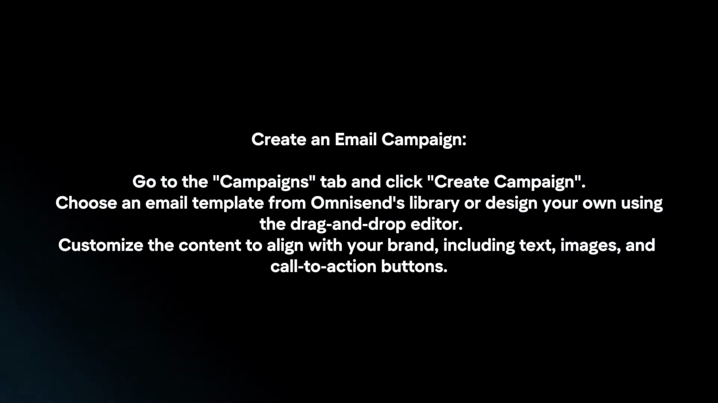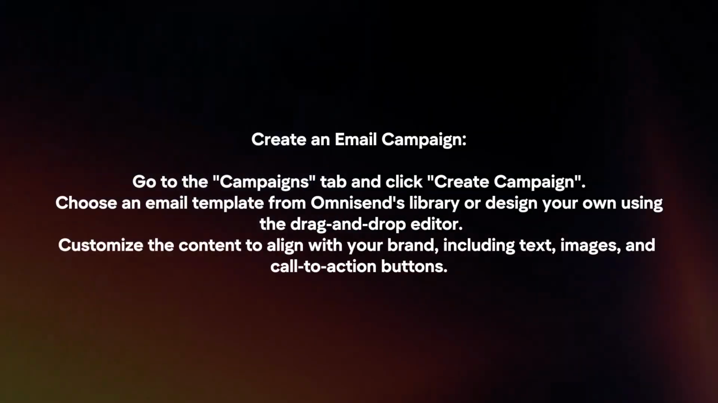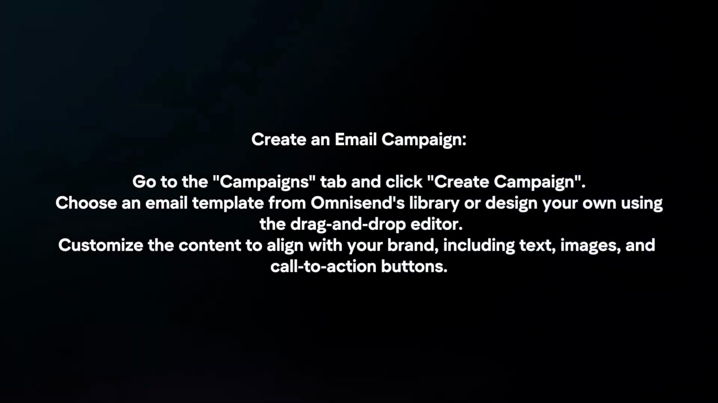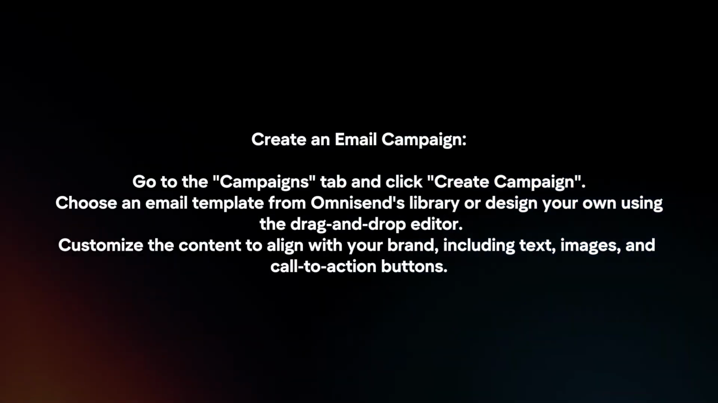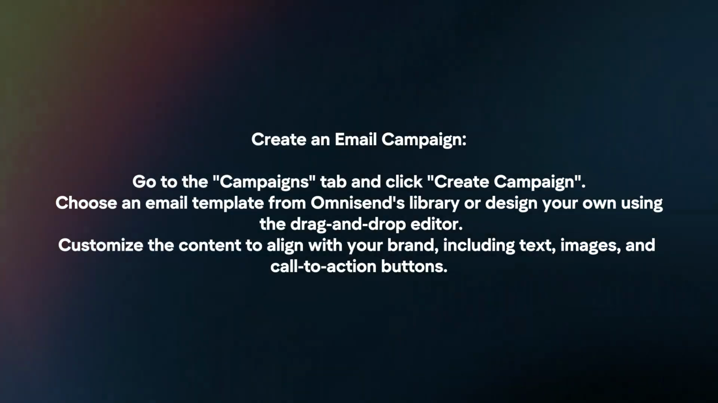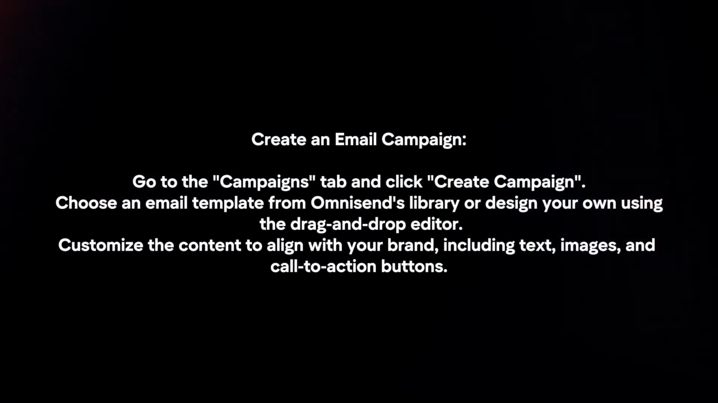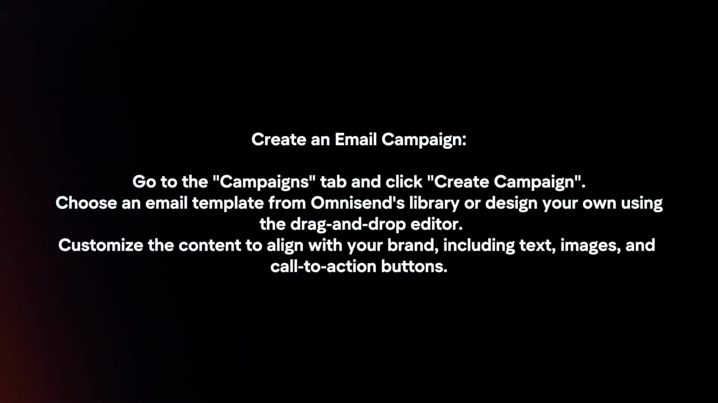Create an email campaign. Go to the Campaigns tab and click Create Campaign. Choose an email template from Omnisend's library or design your own using the drag and drop editor. Customize the content to align with your brand, including text, images, and call to action buttons.